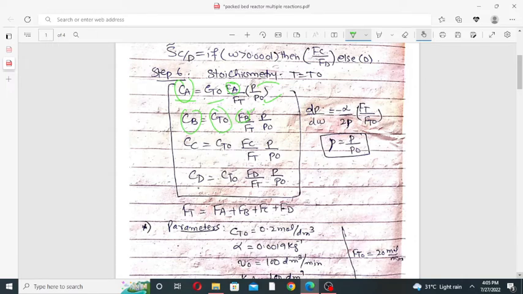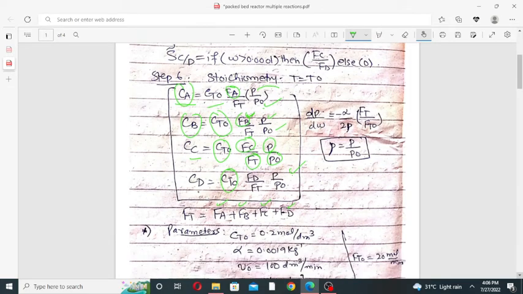Fb is the molar flow rate of component B. Ft is the total molar flow rate, and the total molar flow rate is equal to Fa, Fb, Fc and Fd. So this is Phi divided by Phi0. Cc is equal to Ct0 times molar flow rate of component C divided by total molar flow rate into Phi divided by Phi0. Similarly, this one for component D. So in step number 6, we relate the flow rate to the concentration.